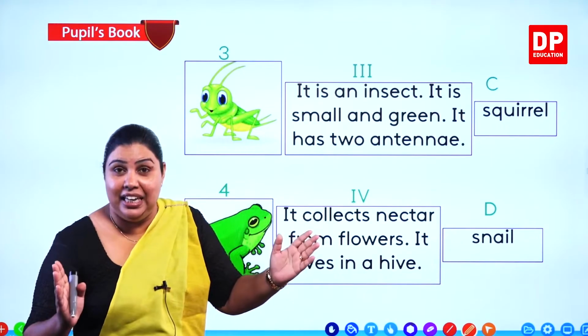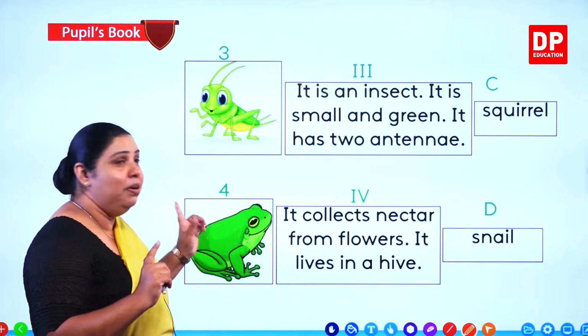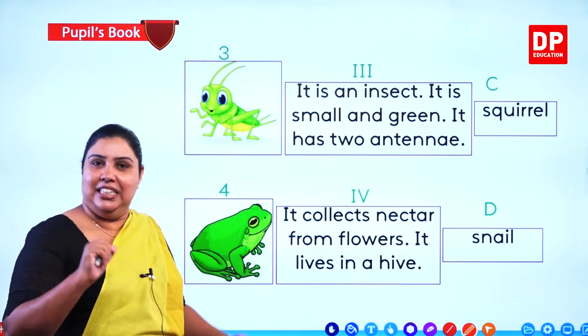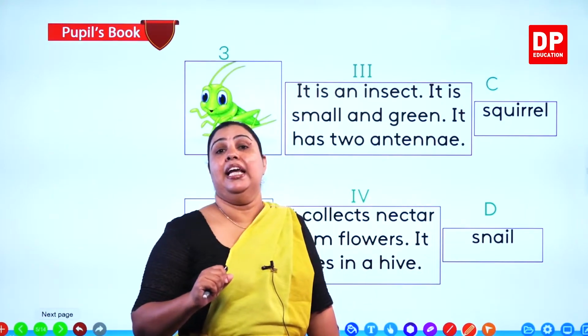It is the bee. Right? We have the picture of a bee, but it is not number 4. We will see what it is. Right? Then we have the name for this picture, snail.